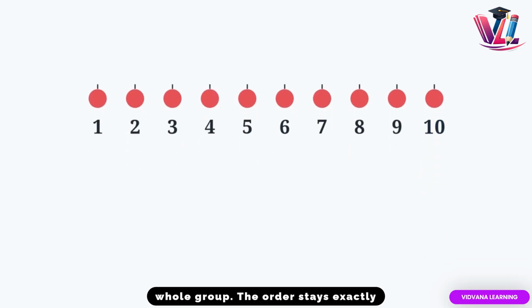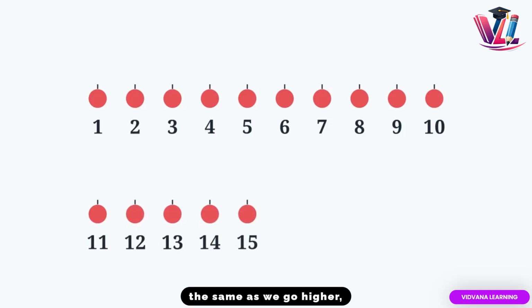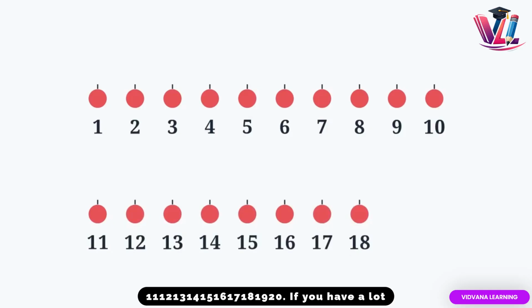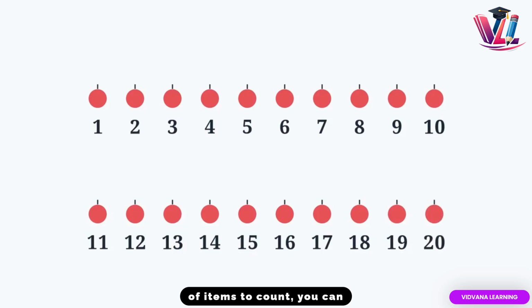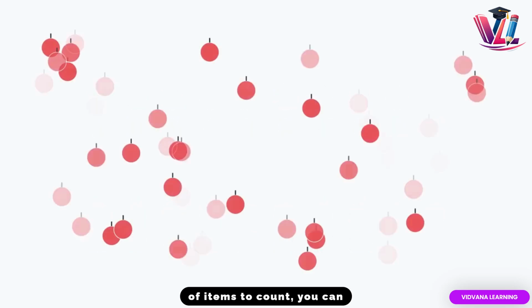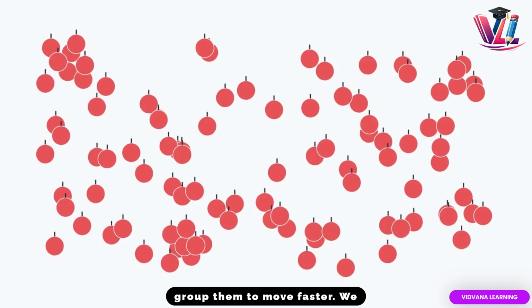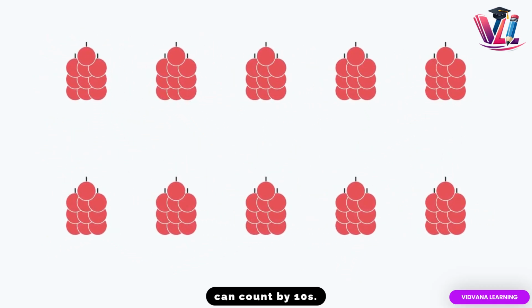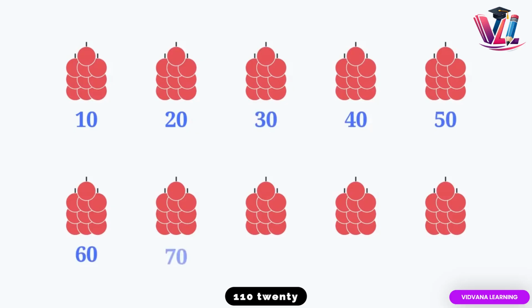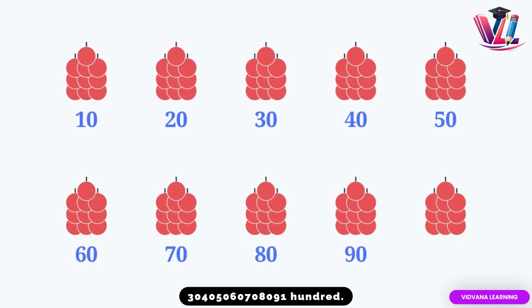The order stays exactly the same as we go higher: 11, 12, 13, 14, 15, 16, 17, 18, 19, 20. If you have a lot of items to count, you can group them to move faster. We can count by tens to reach 100. 10, 20, 30, 40, 50, 60, 70, 80, 90, 100.